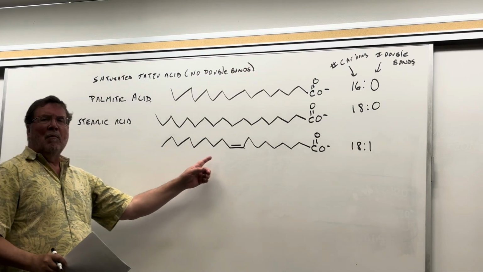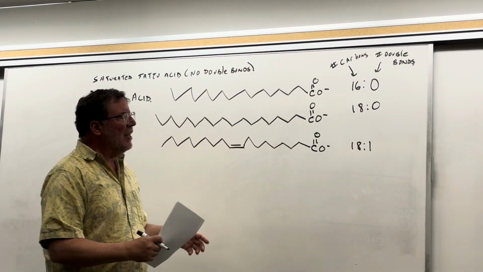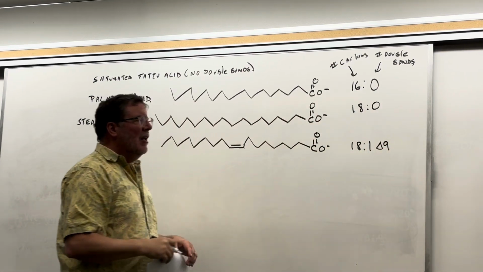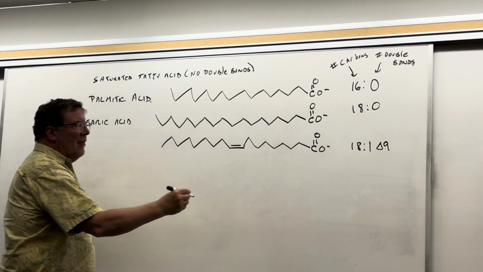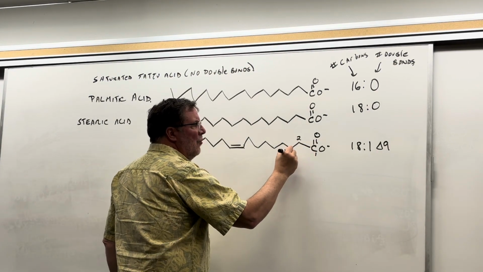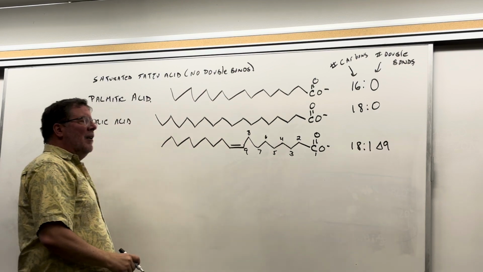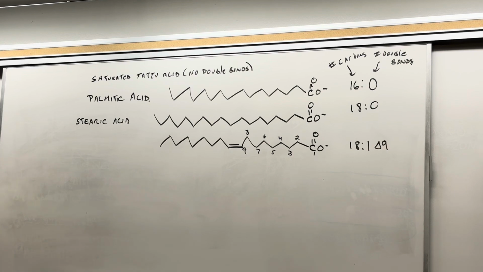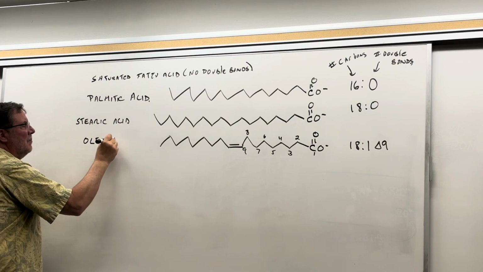Now, there could be multiple fatty acids with one double bond where the double bond is just in different positions. So to be more precise in our nomenclature, we would add the position of the double bond, delta 9. Sometimes that delta 9 is done as a superscript. That's because if we count the numbers here, this is 1, 2, 3, 4, 5, 6, 7, 8, 9. That double bond is at the 9 position. This is oleic acid.